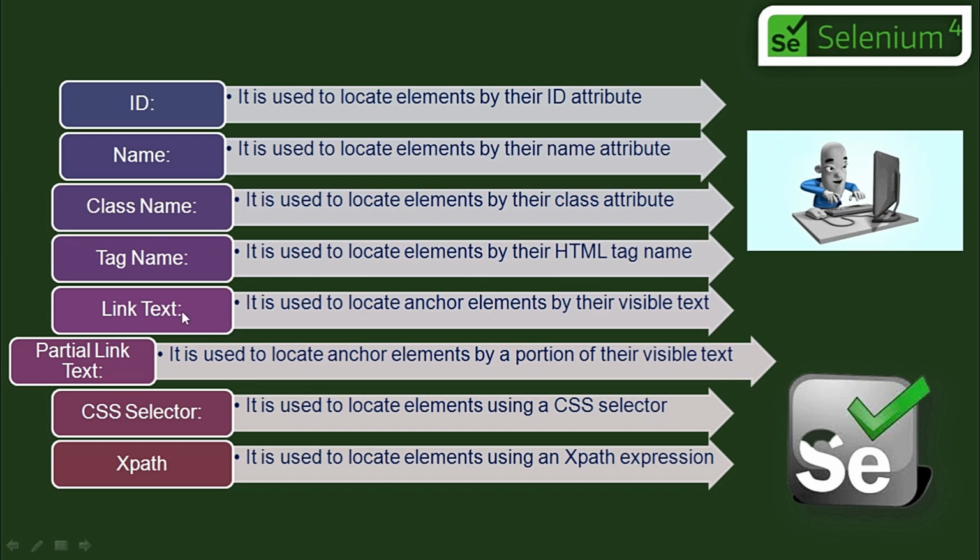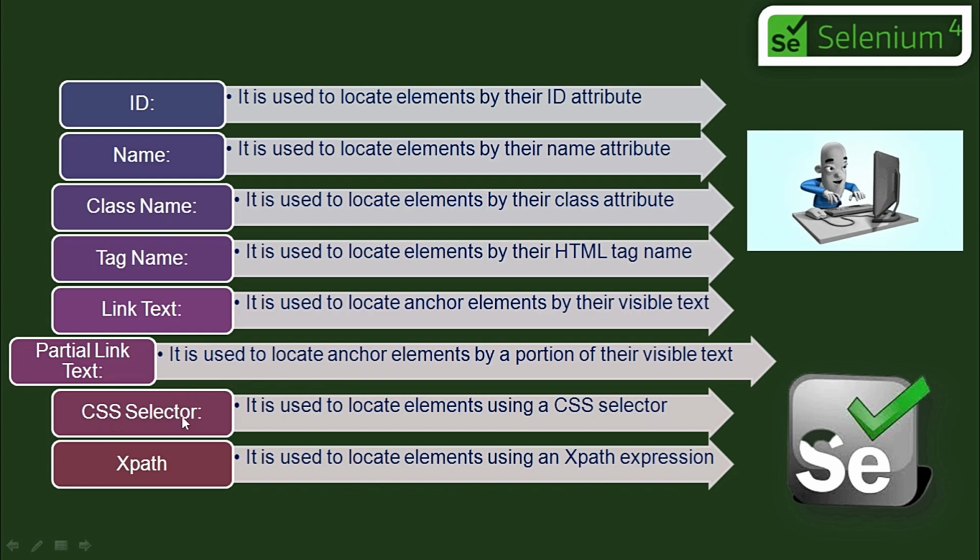Then we have link text. The link text is basically used when we have anchor elements that represent links and the links have some name. So we can go with the link text. It is used to locate the anchor elements by their visible text. We have the partial link text because sometimes the link text value is very long. In those conditions we can go with the partial link text. It is used to locate the anchor elements by a portion of the visible text.